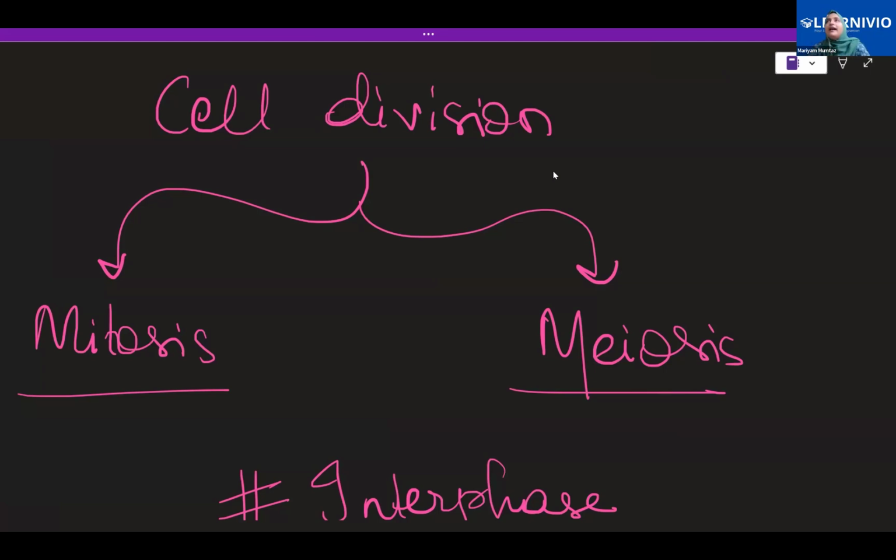Okay. Why is it the equational division? Quickly. Because one cell divides to form two daughter cells that are identical to each other and to the parent, right? Okay. What are the two phases that happen in a cell cycle? Two major phases. Karyokinesis and cytokinesis? No, that is in the M phase. The two phases are interphase and the M phase.